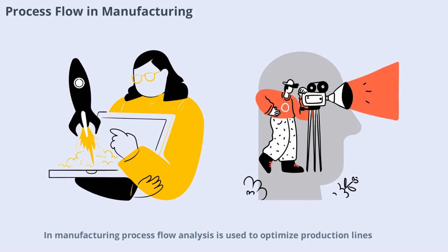In manufacturing, process flow analysis is used to optimize production lines, reduce downtime, and ensure quality. By mapping out each stage from raw materials to finished goods, manufacturers can identify inefficiencies and implement best practices. This leads to faster production cycles, lower costs, and higher product quality. Process flow analysis is a cornerstone of modern manufacturing excellence.